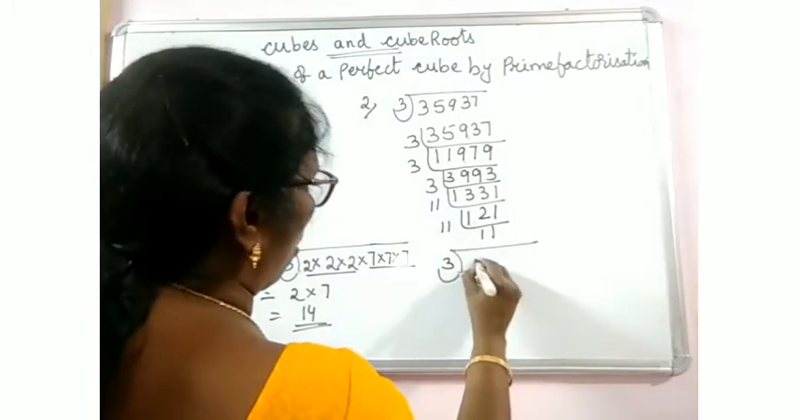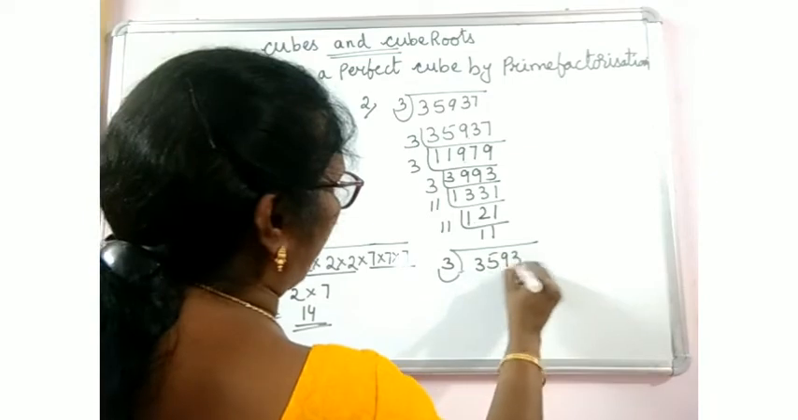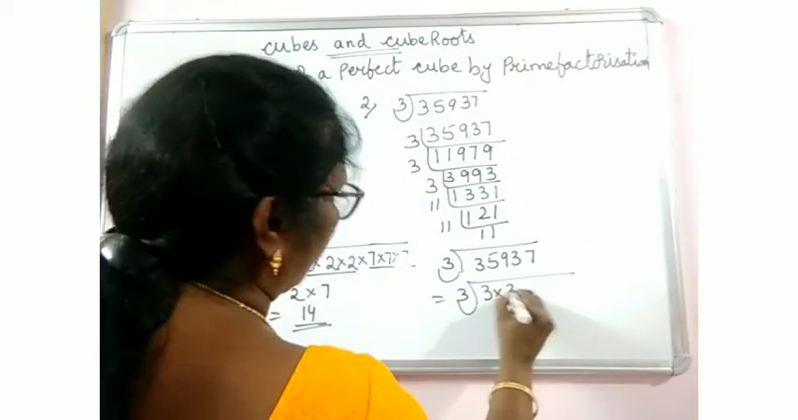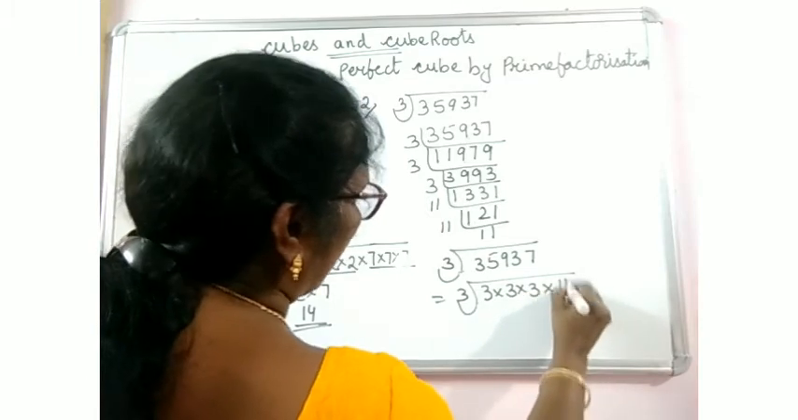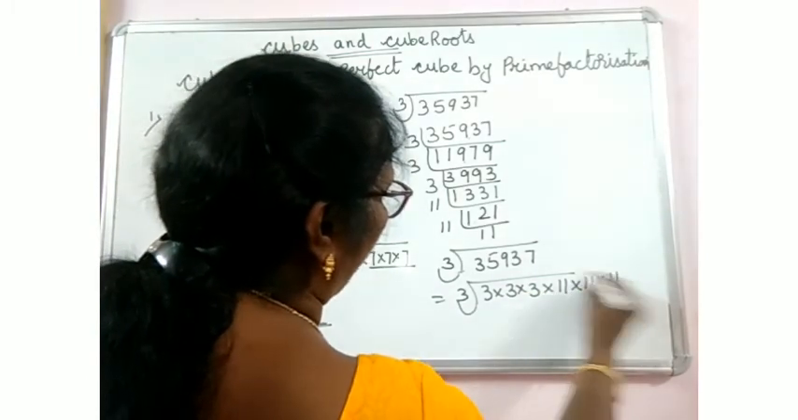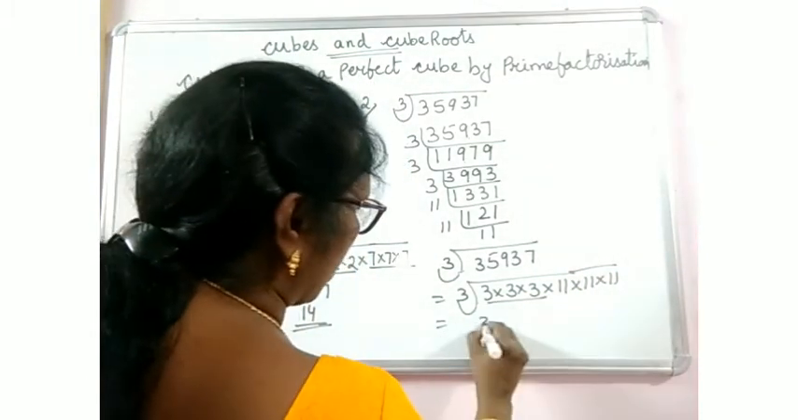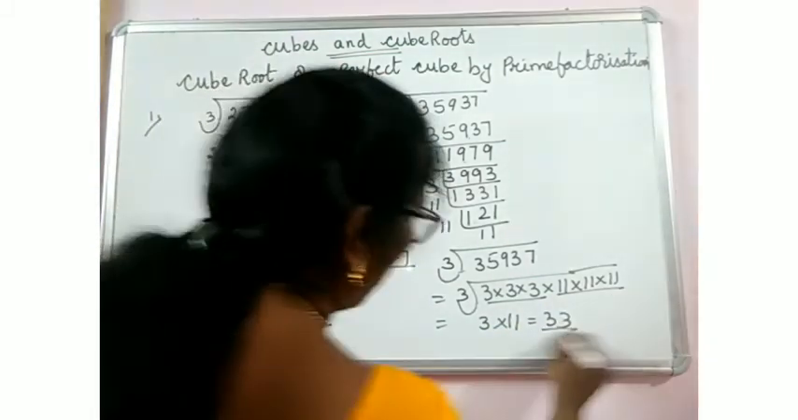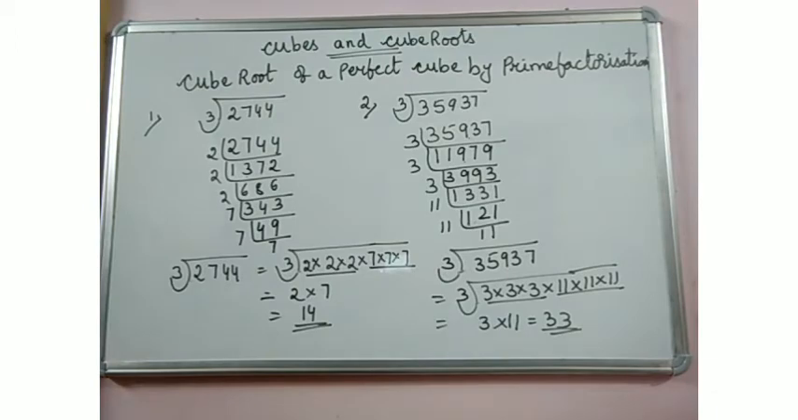So cube root of 35937 is equal to cube root of 3 into 3 into 3 into 11 into 11 into 11. So for these 3 3s one 3, for these 3 11s one 11, if you take, you will get 33. So cube root of 35,937 is equal to 33. I hope this is clear to you. So this is how to find the cube root of a number by prime factorization.